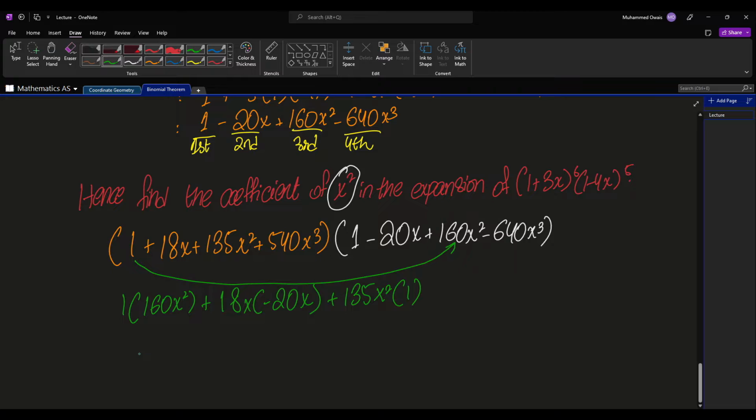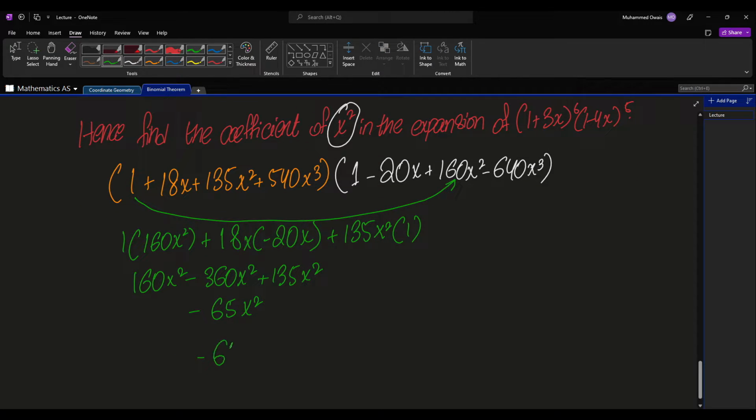Now then, let us resolve this. This becomes 160 x square, and then 18 into minus 20 becomes minus 360 x square, and 135 x square into 1 is 135 x square. Now if we solve this, 160 plus 135 minus 360, this gives us minus 65 x square. Here the coefficient is minus 65. Thus we will write minus 65 as our answer. See, pretty simple.